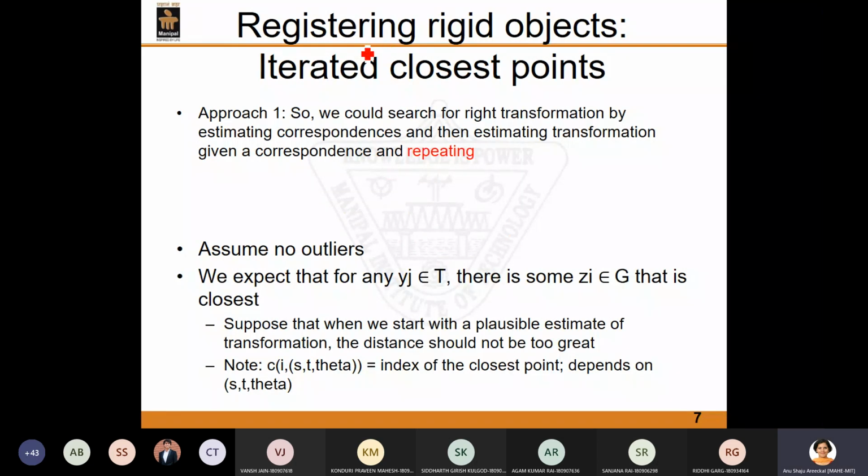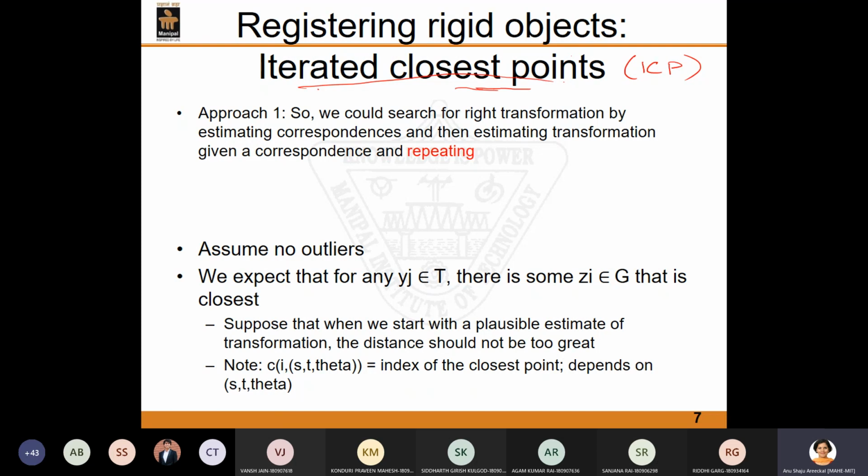One famous and very popular method which can be used for finding this is the iterated closest points, also abbreviated as ICP. In the iterated closest points, we try to find out which are the closest points between G and T, and then we iteratively modify the values of the transformations in such a way that we get the closest points possible.